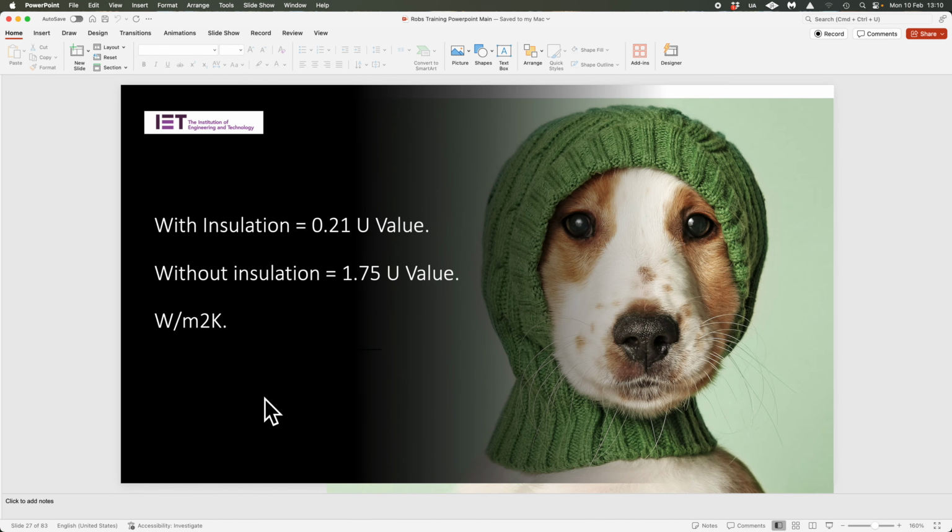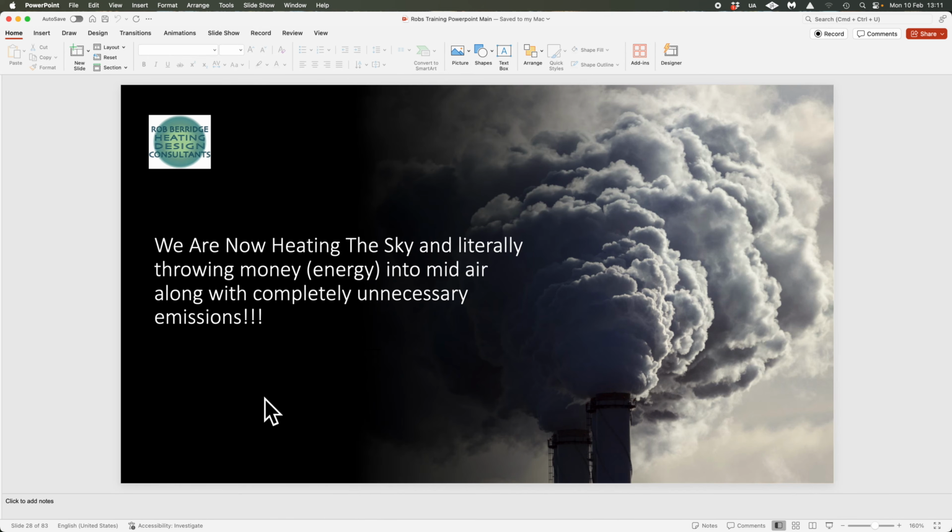So we look at this again and we'll do the comparison. With insulation, we were losing 0.21 watts of U value. And then without insulation, we're losing 1.75 watts of U value. Now this is quite a lot, and this is why it's really important to understand these basic physics, if you like, of how heat moves in real time from a building. We've got to try and mitigate that as much as we can. I know I keep banging on about it, but it's very, very important to get this across to people that insulation is incredibly important.